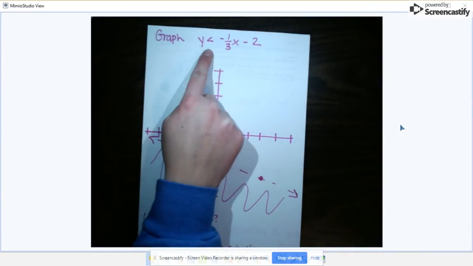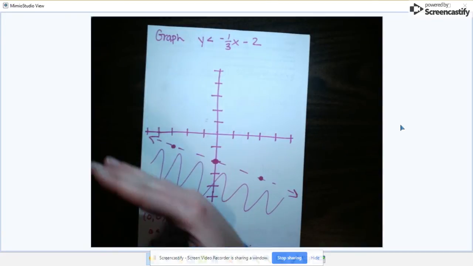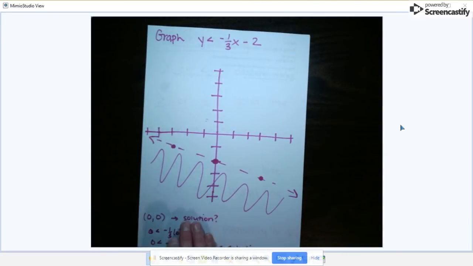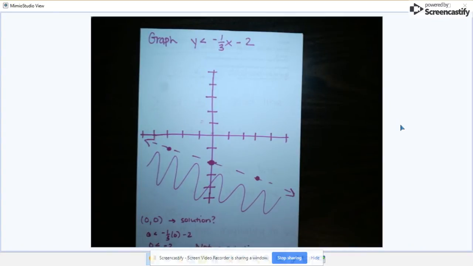This says y is less than. You can think of less than as below our line. So we shade below for less than. For greater than, we would shade above.